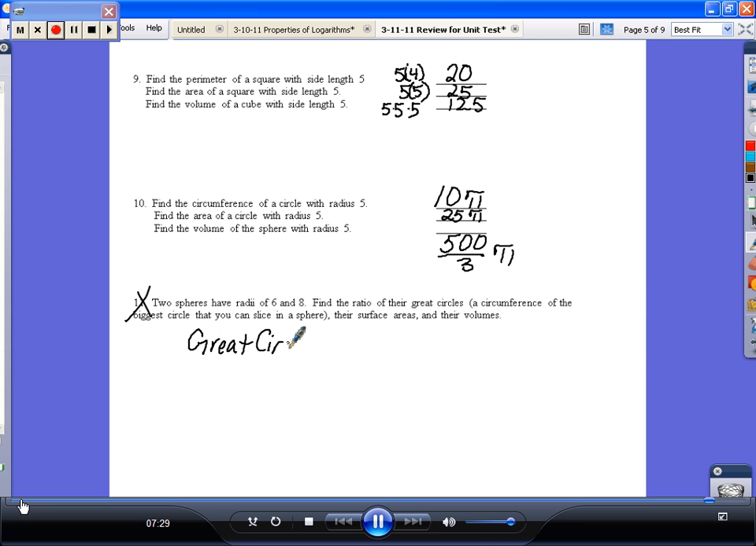And again, you don't have to do number 11. In case you were interested in what the answers are, though, the great circles are 3 to 4. The areas, surface areas, are 9 to 16. And the volumes are 27 to 64. And then, hold on.